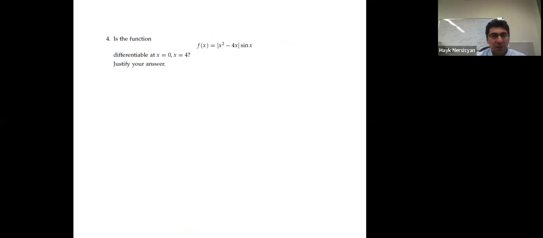Given function modulus of x squared minus 4x times sine x, we should check whether this function is differentiable at 0, at 4, or not. To study differentiability of this function, maybe it will be easier to rewrite it. Here we have x times x minus 4, right? So we have two cases, x belongs to the interval from 0 to 4 or not.